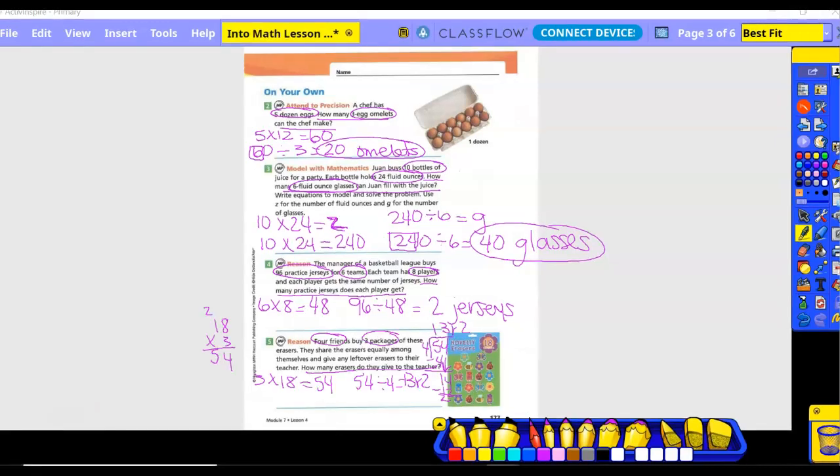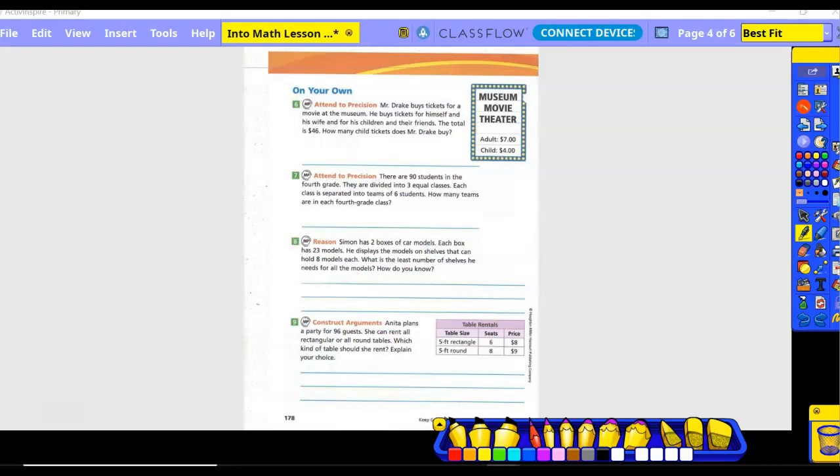Okay, so first of all, we had to figure out how many total erasers they had. So we said we would take 3 times 18, which got us 54. And then we said we needed to divide those 54 erasers amongst 4 friends. So 54 divided by 4 got us 13, remainder 2. And then we decided we needed to use the remainder because they wanted to know how many leftover erasers they gave to the teacher. So 2 erasers would be our answer.